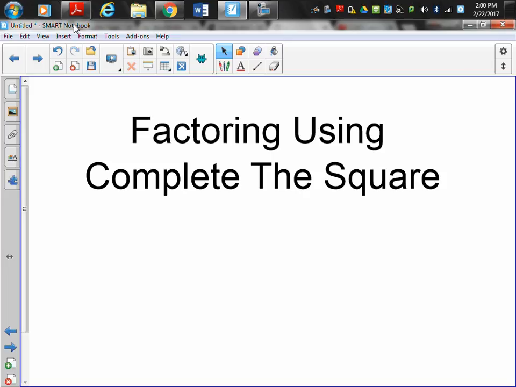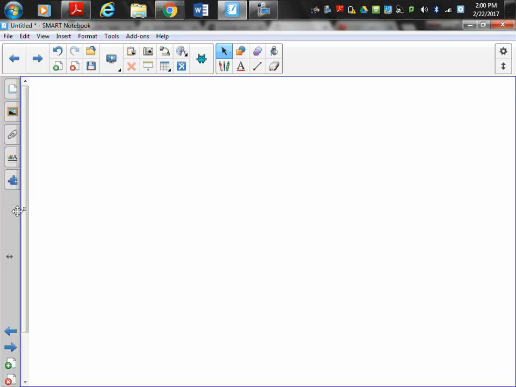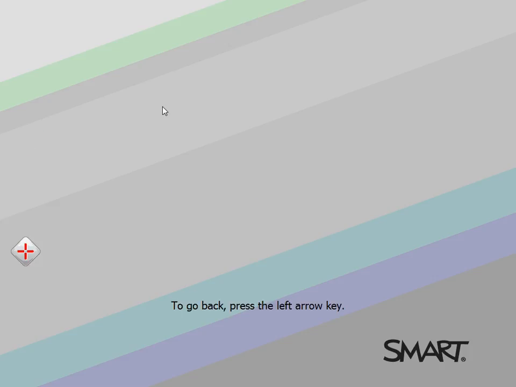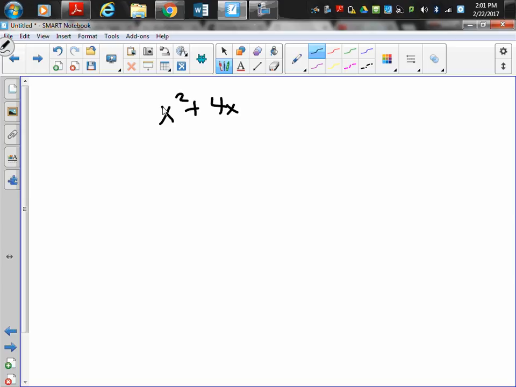Alright. So if you have this problem, x squared plus 4x, we're going to use what's called completing the square to factor. Now, you'll need to know this to be able to solve when we get to the next unit.